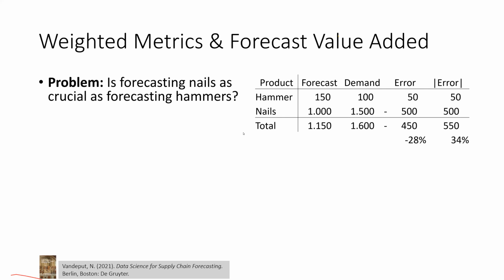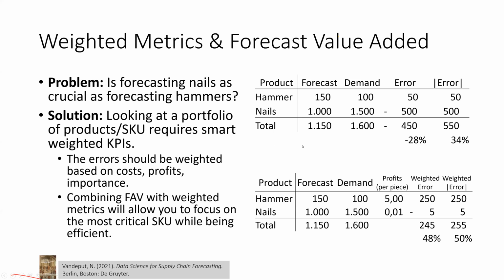Now the thing is that if you weight your KPI saying, okay, the hammer, it's worth, let's say, €5 per piece, whereas the nail, it's worth 1 cent per piece, you realize that if you weight the error, the hammers are much more important. So those are the ones you should pay attention to, and you shouldn't spend time with your team on the nails. I think by weighting each product in your portfolio by its value or the cost, whatever, you will be able with your team to really focus on the few products that matter the most, right?